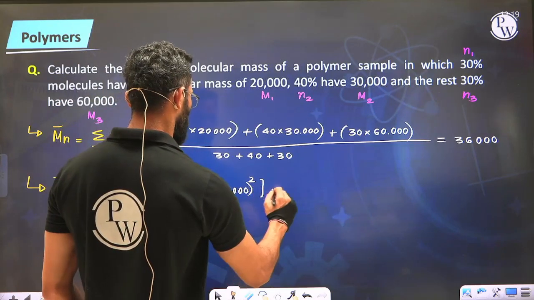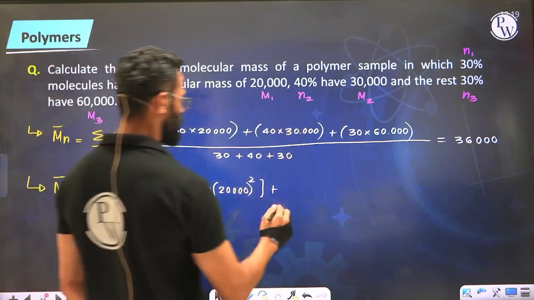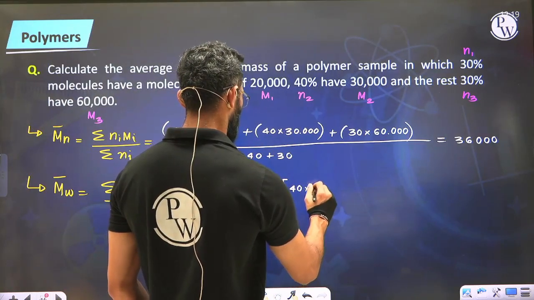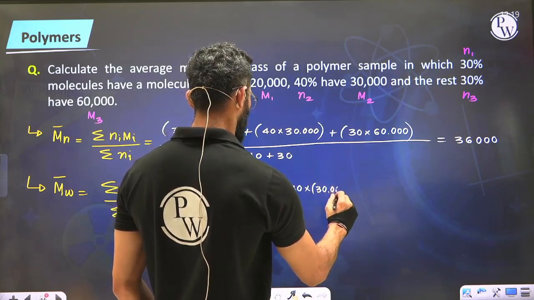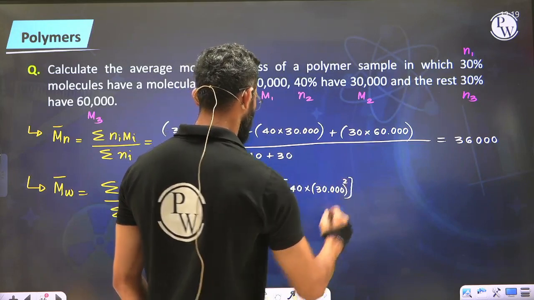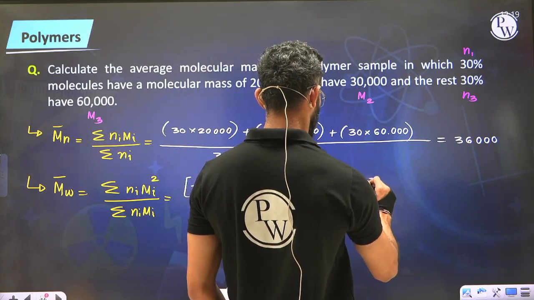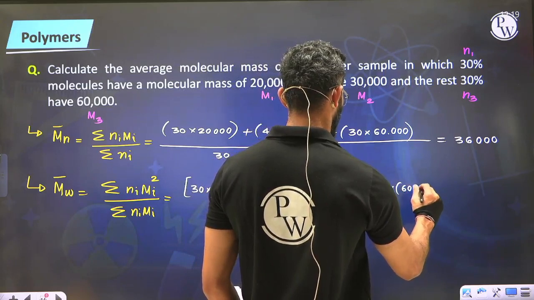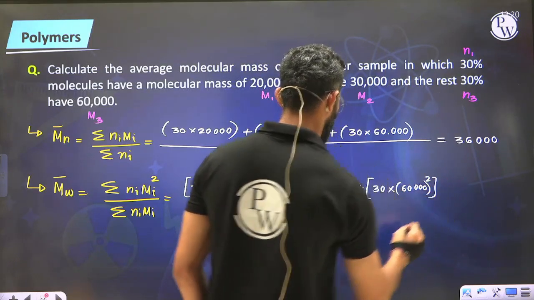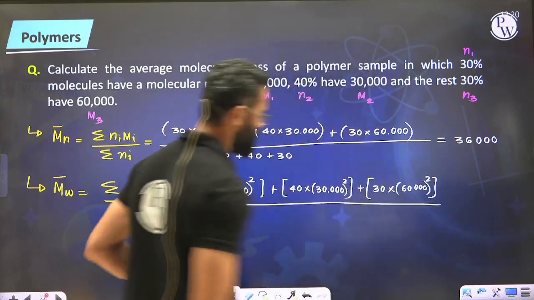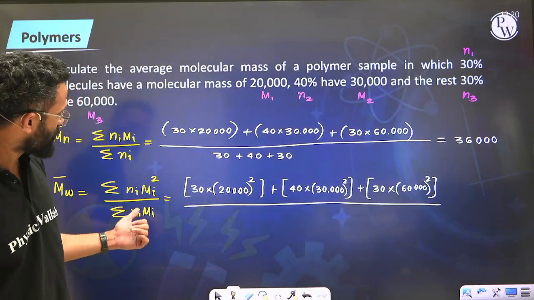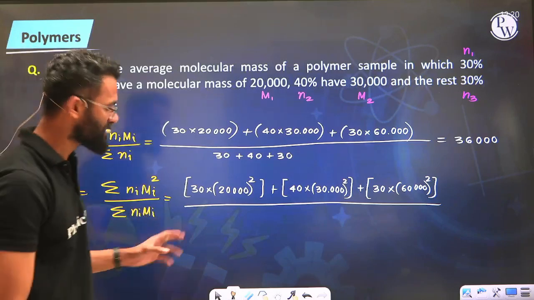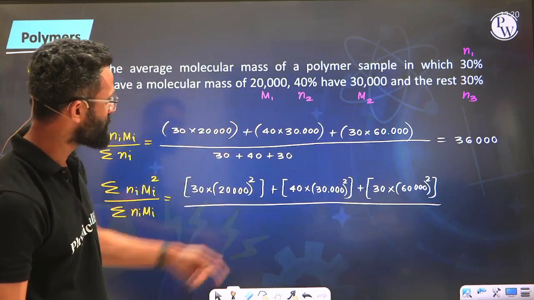This plus 40 into the square of 30,000, plus 30 into the square of 60,000, and the full thing divided by the sum of the number of polymeric units into their corresponding molecular mass. That's the total mass that we are computing. So whatever numerator is here, we'll be taking here as the denominator.